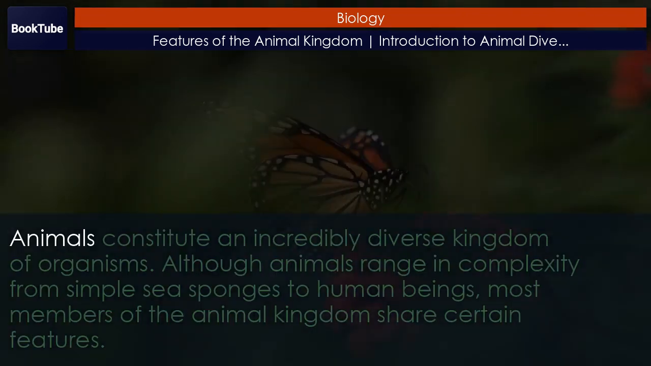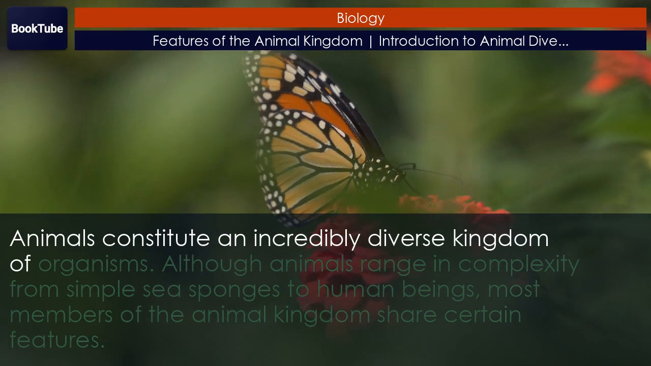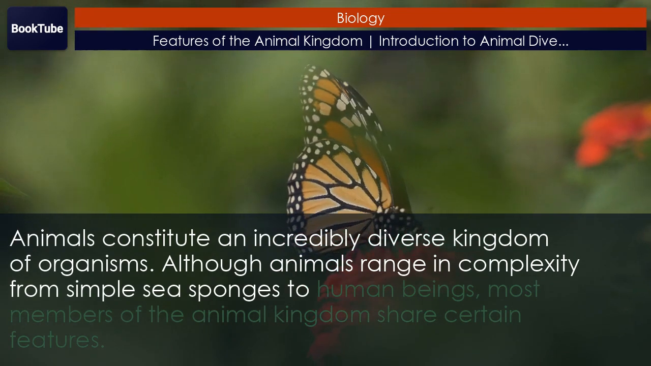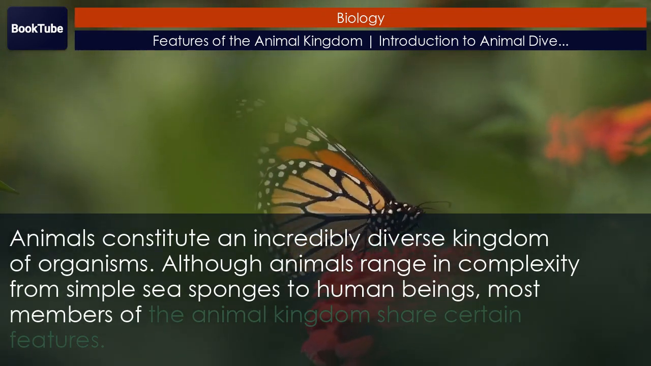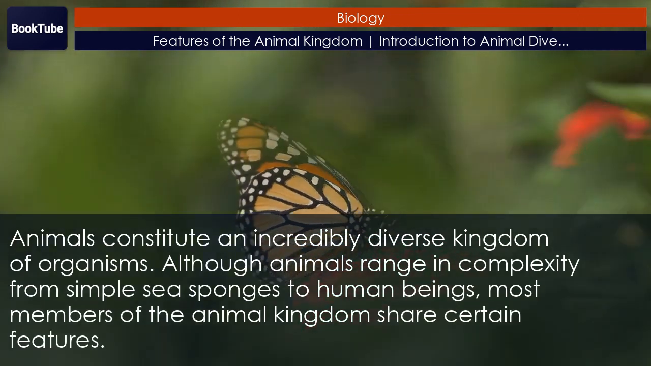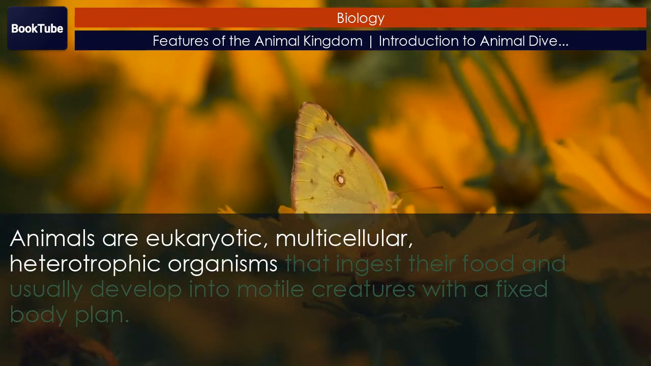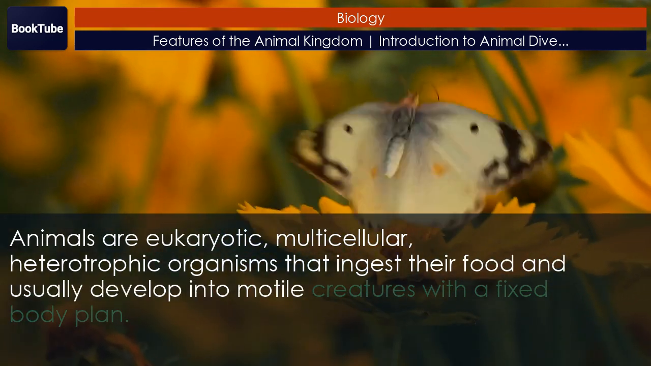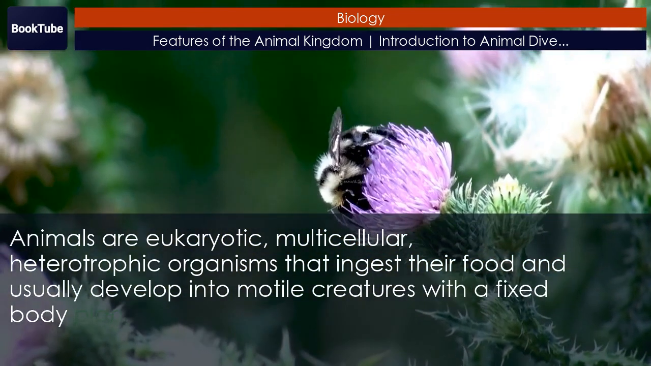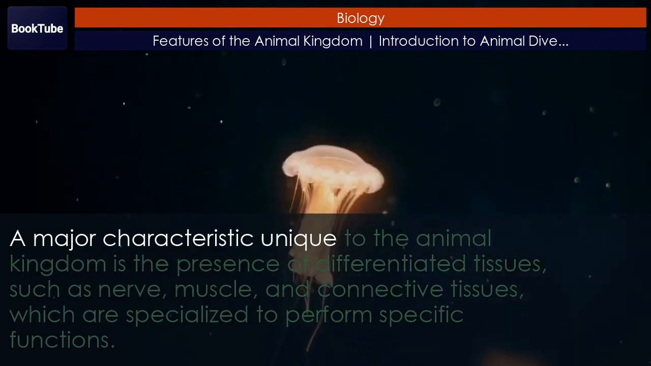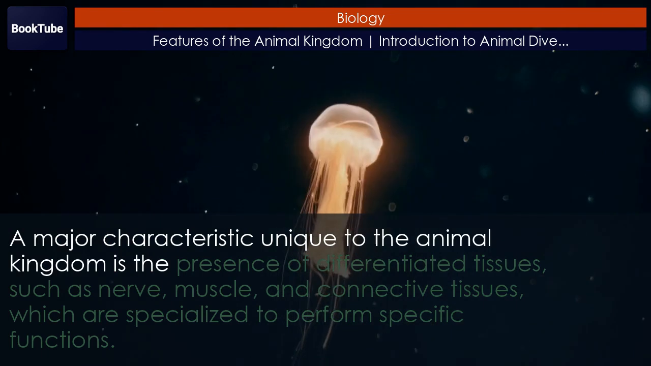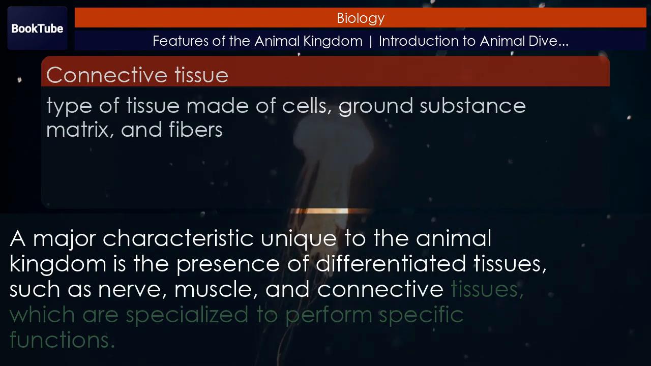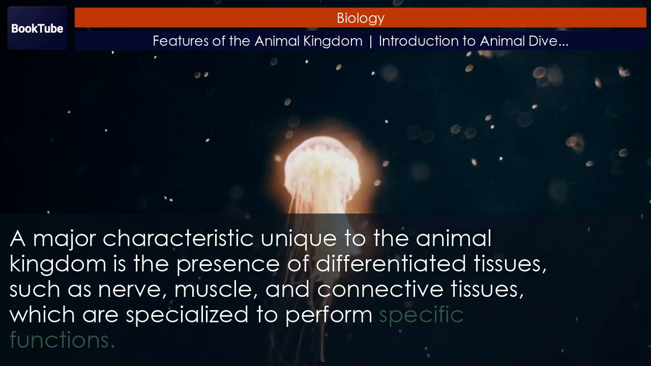Section summary. Animals constitute an incredibly diverse kingdom of organisms. Although animals range in complexity from simple sea sponges to human beings, most members of the animal kingdom share certain features. Animals are eukaryotic, multicellular, heterotrophic organisms that ingest their food and usually develop into motile creatures with a fixed body plan. A major characteristic unique to the animal kingdom is the presence of differentiated tissues, such as nerve, muscle, and connective tissues, which are specialized to perform specific functions.